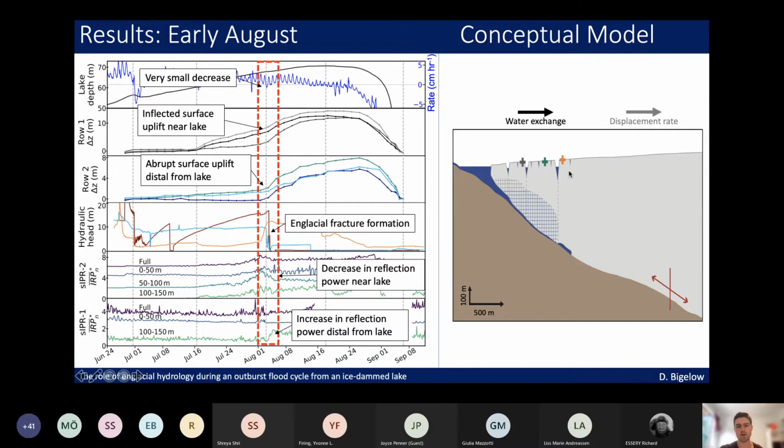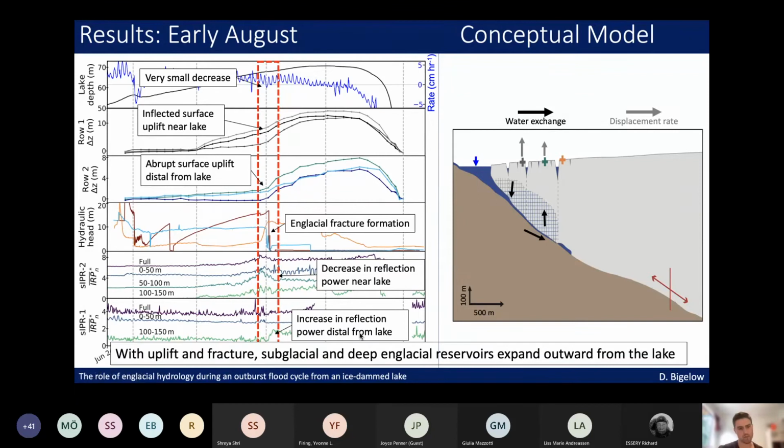So looking at our conceptual model, we can say all the same things. We've got uplift of the ice shelf, a decrease in the actual lake level, a drainage of the near surface Englacial system, and a further injection of water further along in the subglacial system as that ice shelf lifts up. And finally, we also have water injected up into the glacier, at that fracture network at depth, which is resulting in that increased reflection power at depth measured in our stationary radar system.